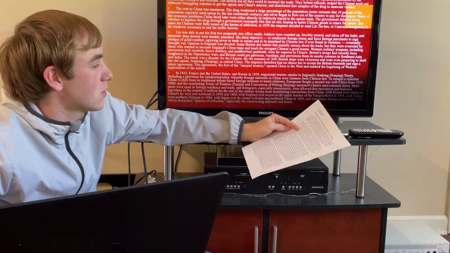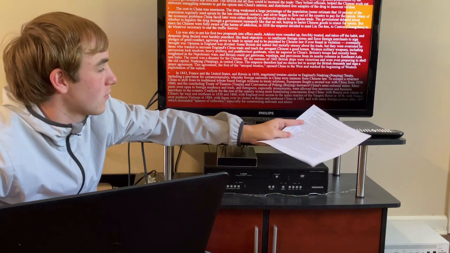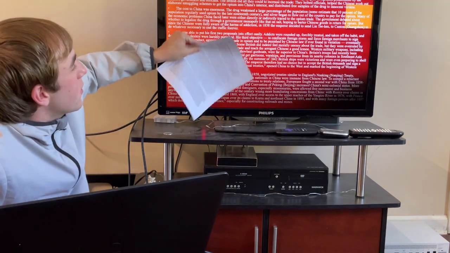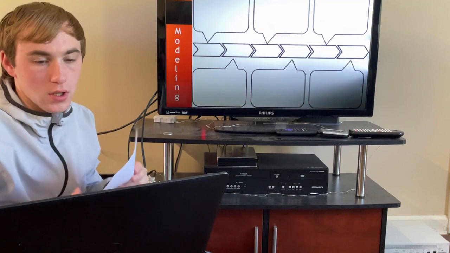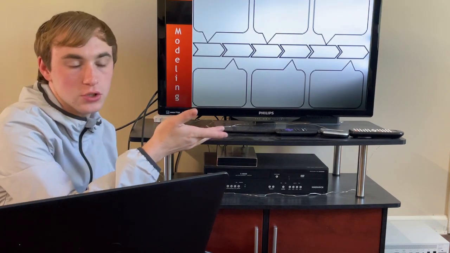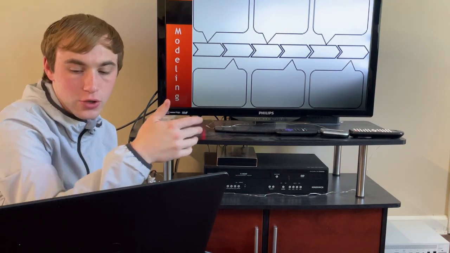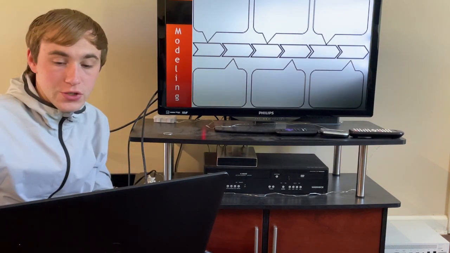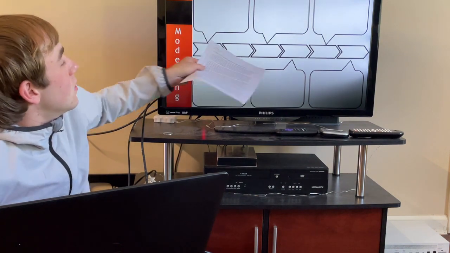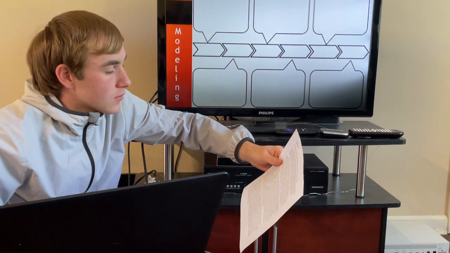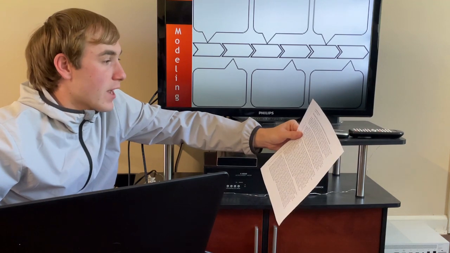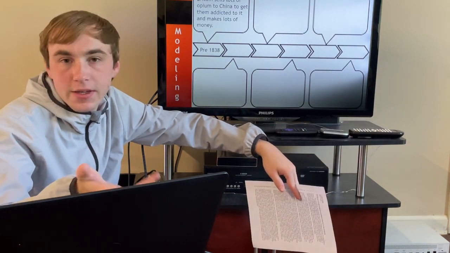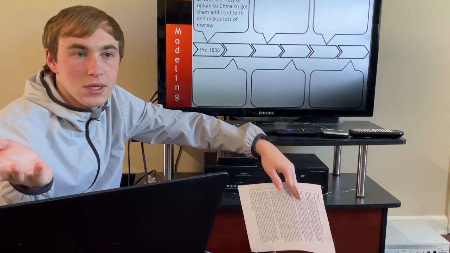This is a handout that has a bunch of information about the Opium Wars in China. I'm going to show y'all how to use a graphic organizer on this document using a timeline. As I said before, a timeline is very useful in history because, dates, right? It goes time-wise. So at the beginning of this, it talks about how before 1838, Britain sells a lot of opium to China, and that gets them addicted to it, makes Britain a whole lot of money, okay?